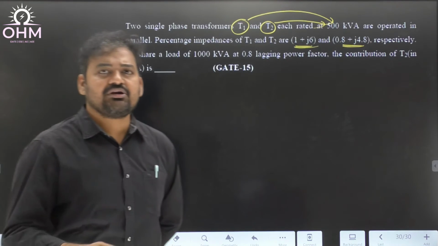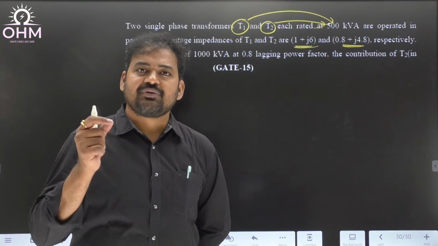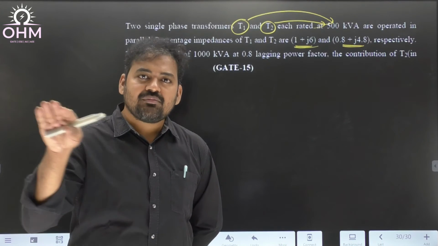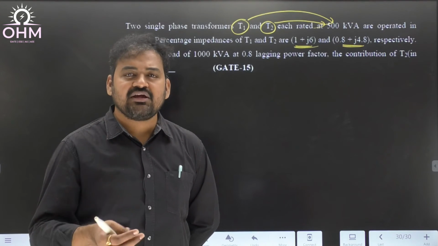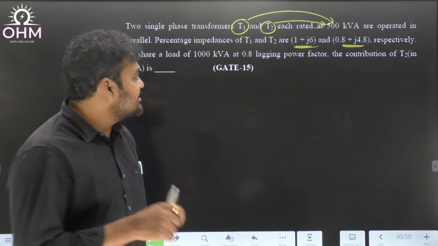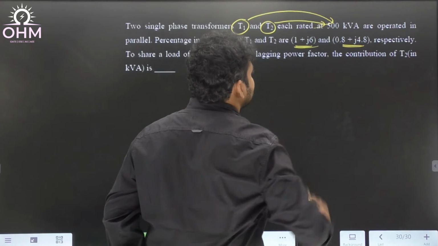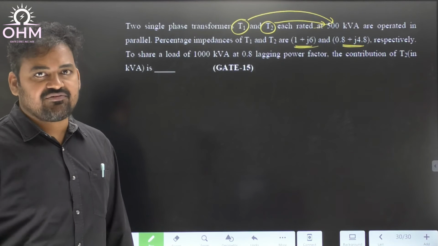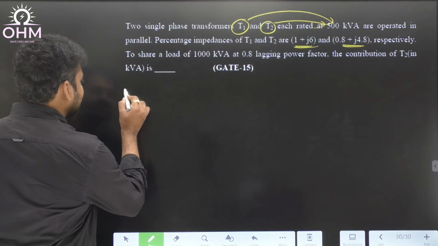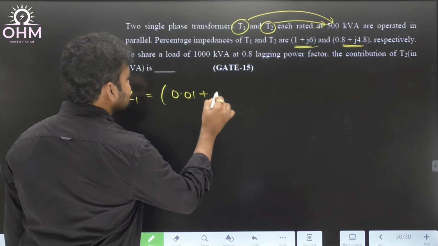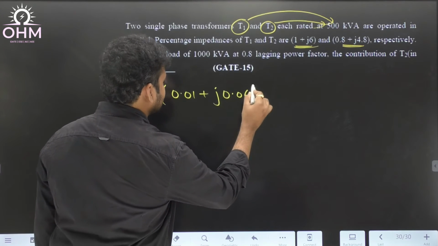kVA. Generally, if per unit impedances or percentage impedances are given, convert both impedances onto a common base kVA rating, and usually we take the larger transformer as the common base kVA. However, in this problem, as both transformers are equally rated, no need to convert them again into a common base kVA. So what is Z1, given per unit value? It is 0.01 plus j0.06.